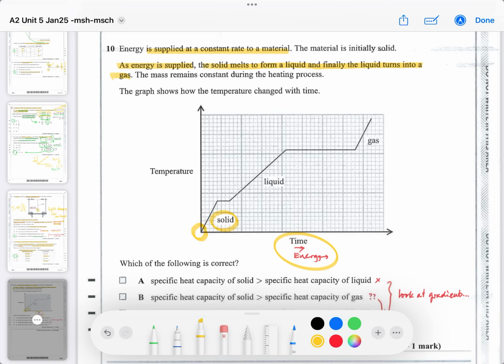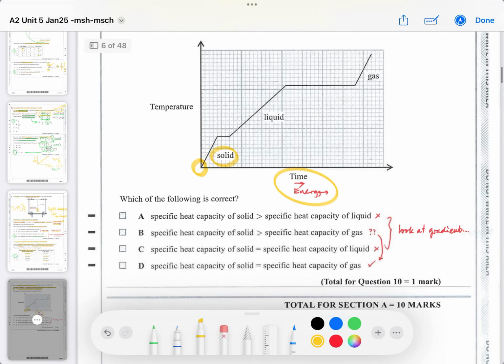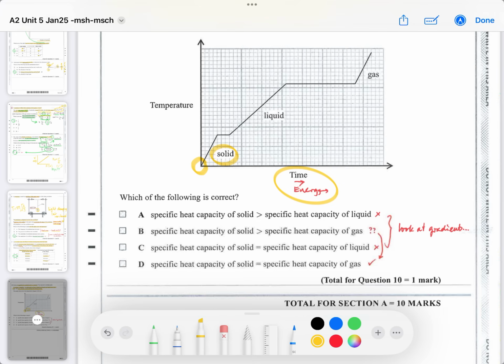The mass remains constant during the heating process. The graph shows a change in temperature. Obviously in horizontal portions, from your GCSE knowledge, you will know that that is latent heat and bond weakening, bond breaking. So which of the following is correct? The specific heat capacity of the solid is greater than the specific heat capacity of the liquid. We just think of water. The solid is less, and you can tell from the gradients which one takes more energy for the same amount of mass, which one takes more time.